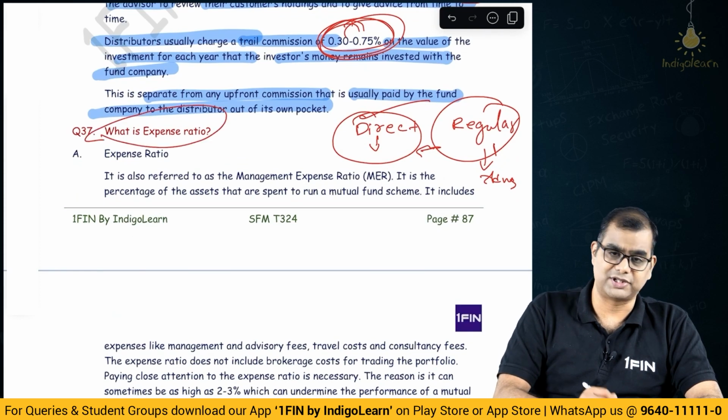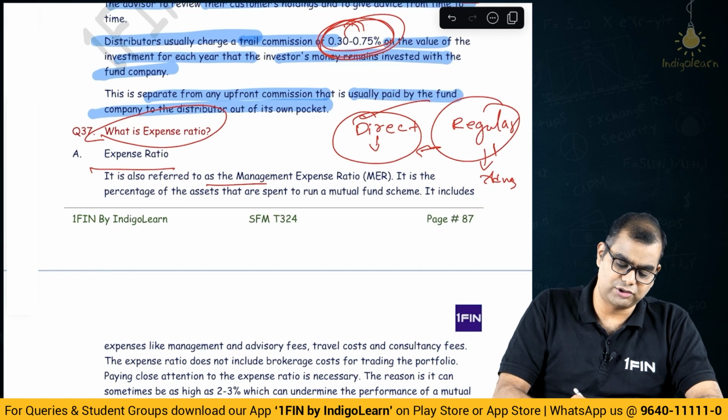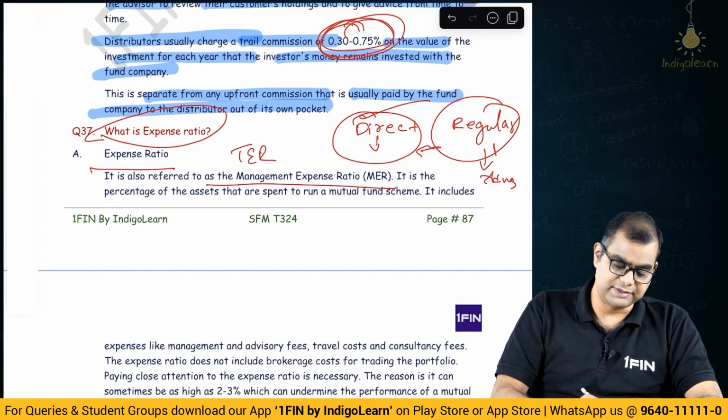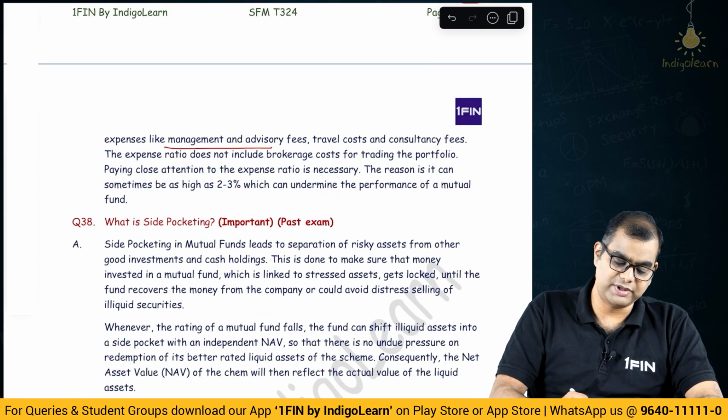Then there is something called expense ratio. I told you we will discuss this as well. What is expense ratio? It is also referred to as management expense ratio or TER, total expense ratio. It is the percentage of assets that are spent on running a mutual fund scheme. It includes expenses like management and advisory fees, travel costs, consultancy fee. Expense ratio does not include brokerage costs for trading the portfolio.